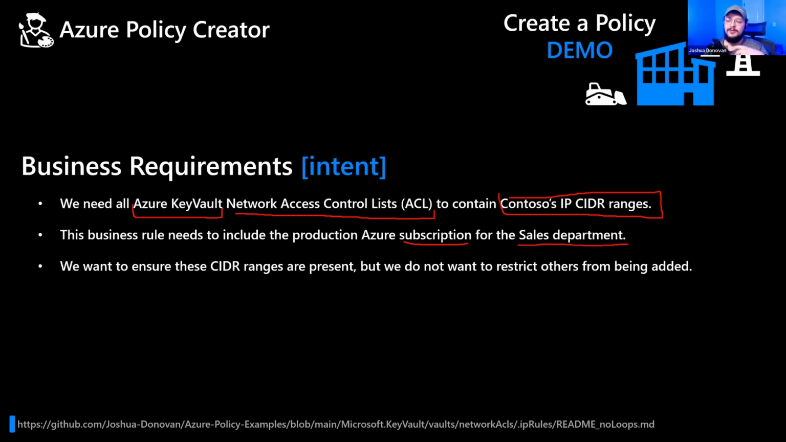For the sales department, in this case, the subscription is going to be called demo, but you can pretend it's called sales. We also want to ensure that these CIDR ranges are present, but we don't want to restrict others from being added. So essentially, we want to add these three CIDR ranges to our access control list, but if there's a fourth or a fifth that's there for application reasons, then we don't want to accidentally remove those and replace them with just these. We want to make sure they stay there as well. So we're going to go ahead and jump into our browser.